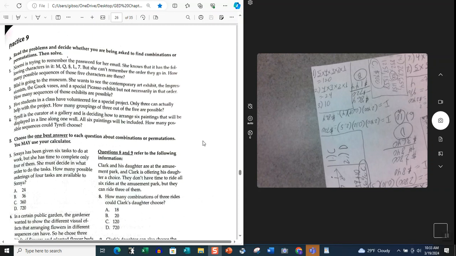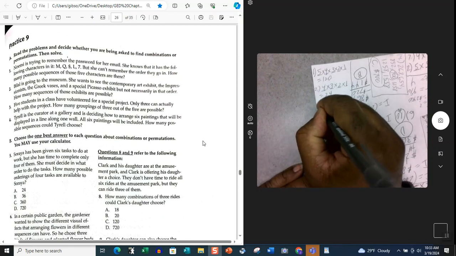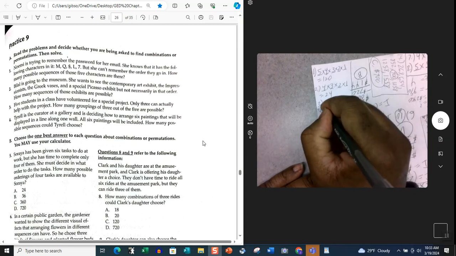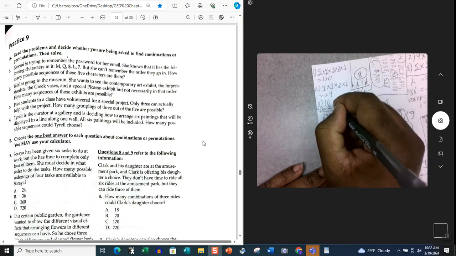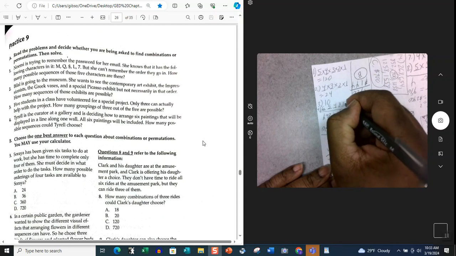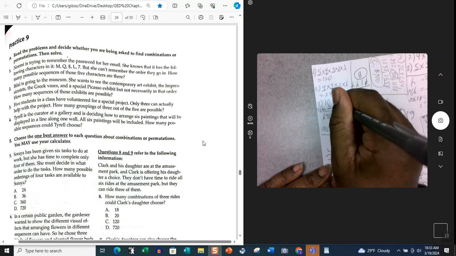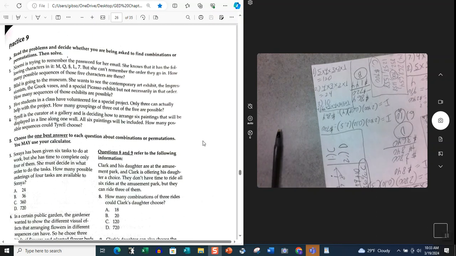Okay, so with that being said, and this is problem number 4, there are 6 possible paintings. 1, 2, 3, 4, 5, 6. So 6 will be the first, 5 possibilities for the second, 4 for the third, 3 for the fourth, 2 for the fifth, and 1 for the last. Now all this is multiplication. We'll multiply all of these values.